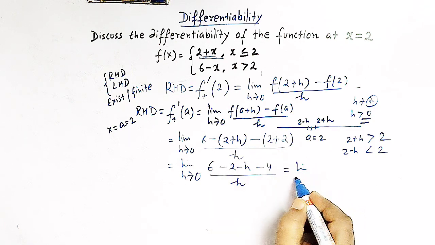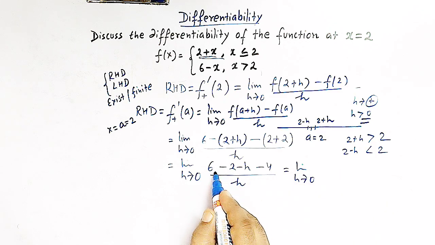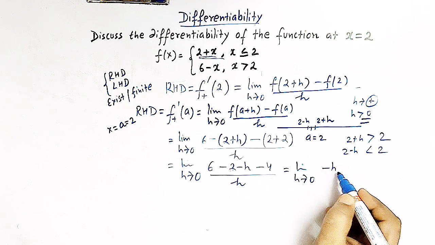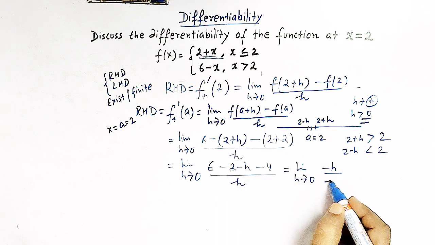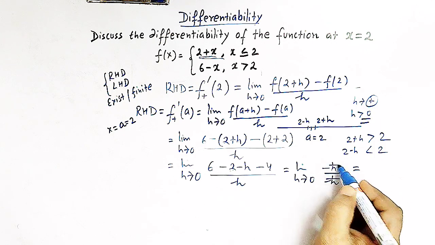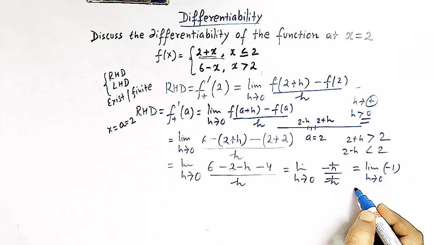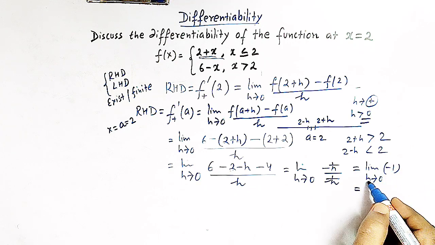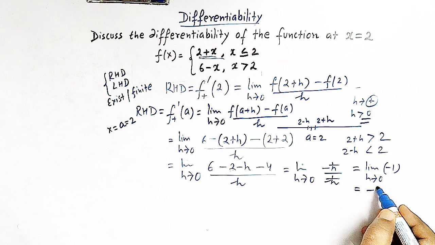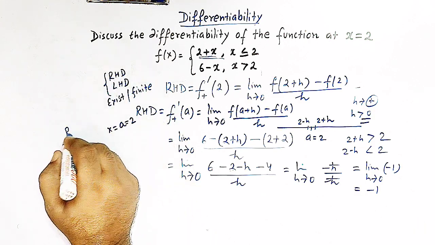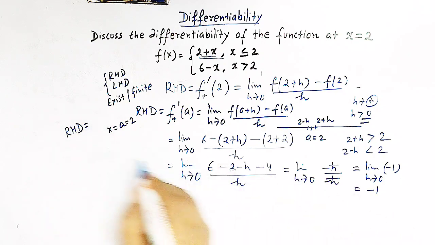So we have limit h tends to 0, and 6 minus 2 is 4, and 4 minus 4 is 0. So we are left with minus h over h. So h and h get cancelled, so we have limit h tends to 0 of minus 1. Here this term is independent of h, so this limit is equal to minus 1. So we see that the right hand derivative is equal to minus 1 at this point, that is x is equal to 2.